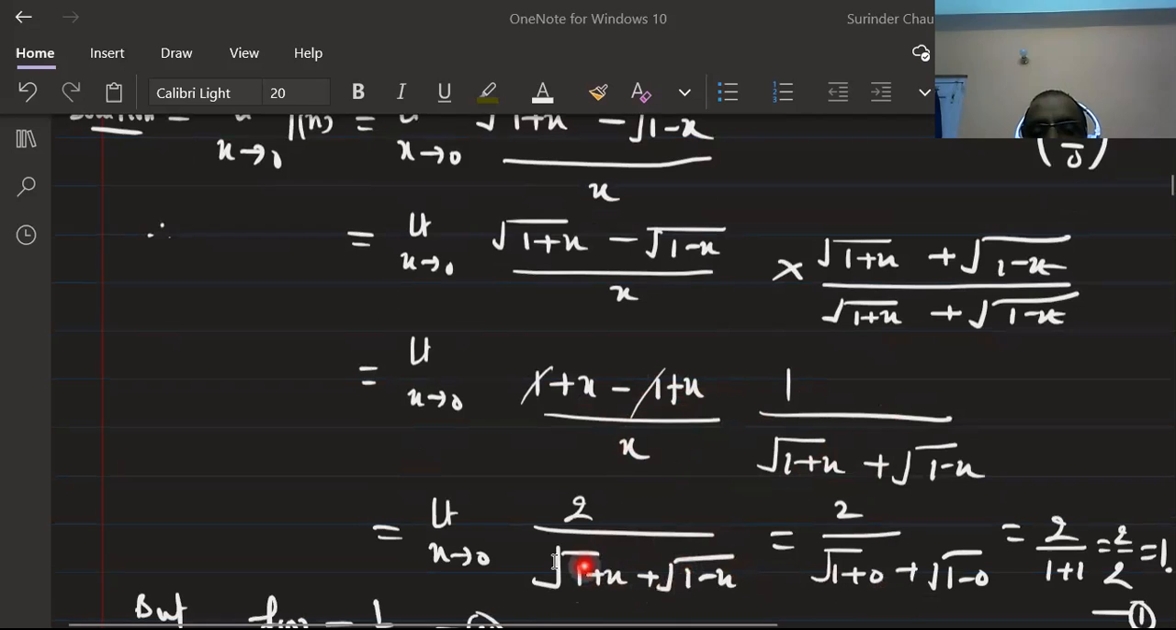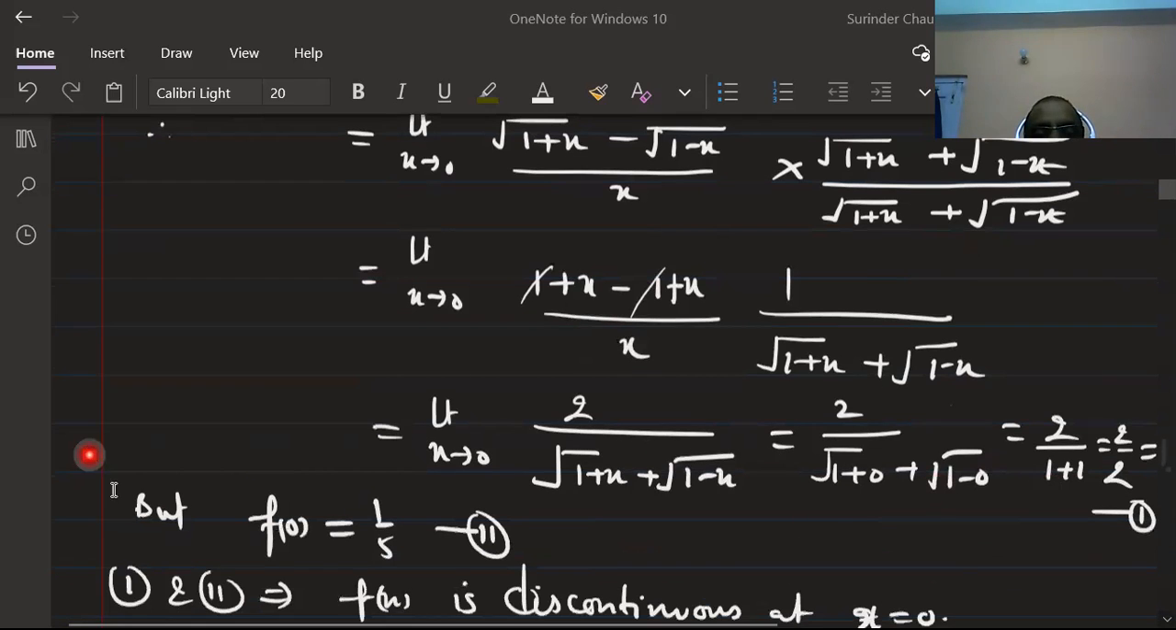Now, when we replace x by 0, the indeterminate form is removed and we get 2 upon 1 plus 1, this is a rational function, and this comes out to be 1. But the value of the function at f(0) is equal to 1 by 5. Again, the left limit as x goes to 0 of f(x) is 1 and the right limit is also 1.